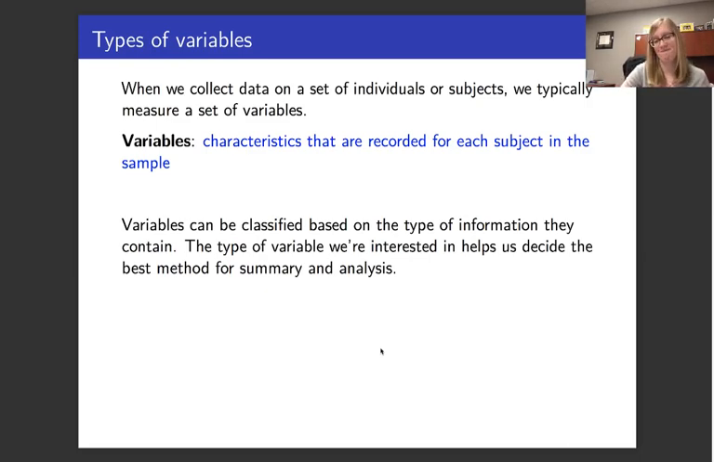into a study. So the next topic that I want to talk about are types of variables. This may seem trivial to talk about what types of variables we're collecting. It's actually pretty important because the type of variable that we have is going to inform how we can analyze our data. So what is a variable? A variable is just a characteristic that is recorded for each subject in the sample. So anything that I measure on my subjects or my observations or my patients, that's a variable. Again, these variables are classified based on the type of information that they contain.